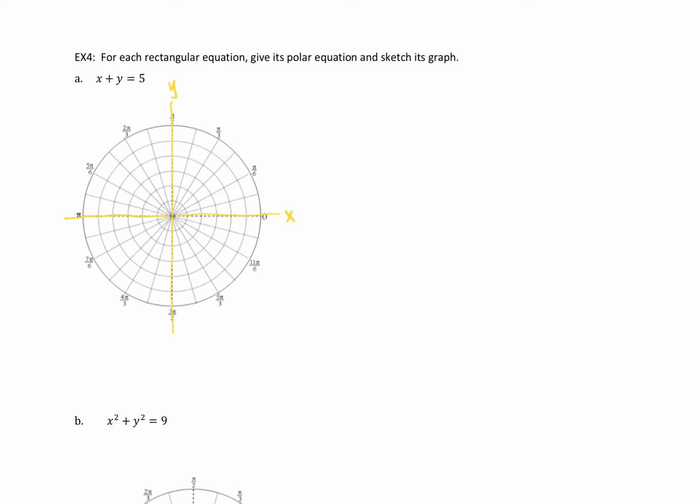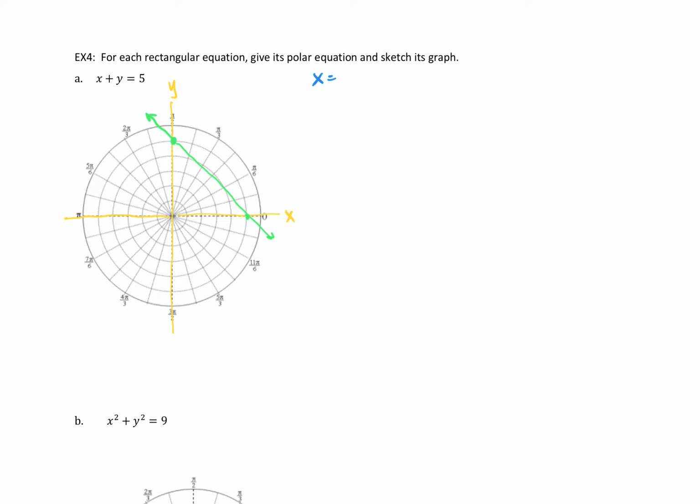So what I would do is, if x is 0, y has to be 5. And I'm going to do this maybe in green, 1, 2, 3, 4, 5. And if y is 0, x is 1, 2, 3, 4, 5. So if I were graphing this in terms of x and y, I would have this line. So I'm going to switch this to polar and see if I get the same graph.